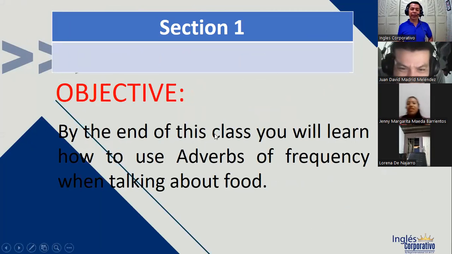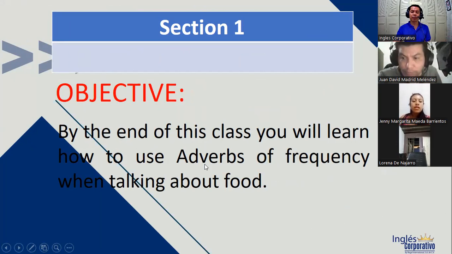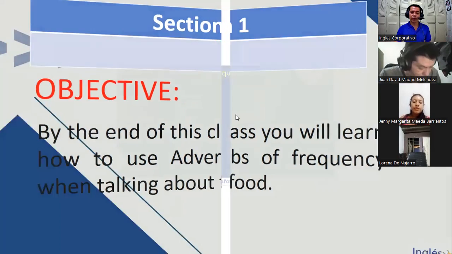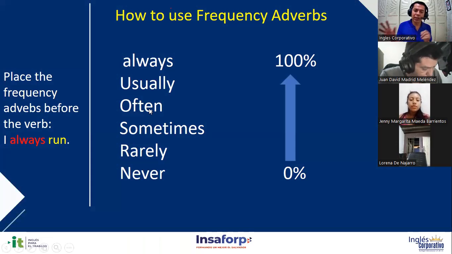Objective, please. Jenny, can you read the objective for tonight? By the end of this class, you will learn how to use adverbs of frequency when talking about food. Thank you very much. Now here we have some adverbs of frequency. Look, always is 100% all the time. Usually that is like 80%, often that is like 60%, sometimes like 40-30%, rarely that is like 10%, and never that is 0%, right?